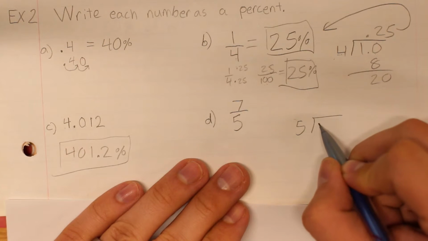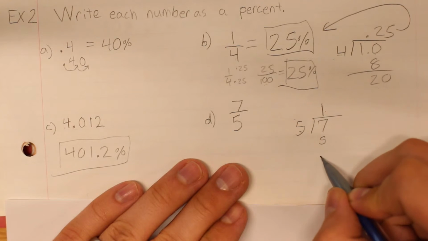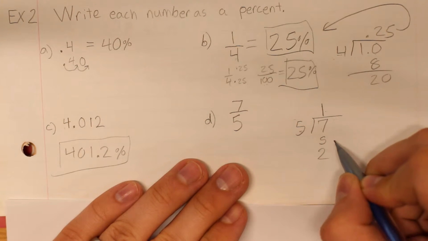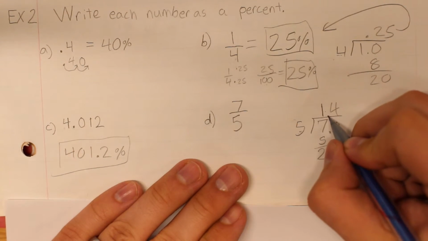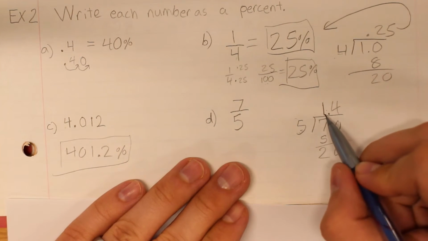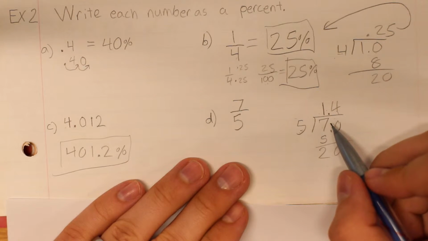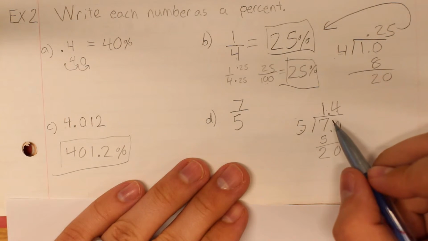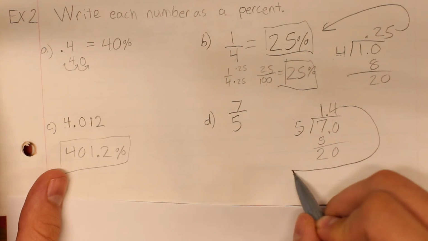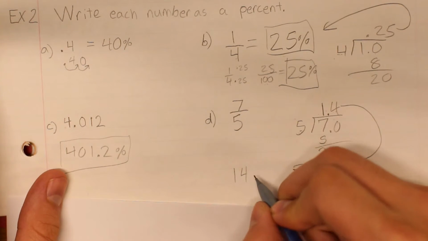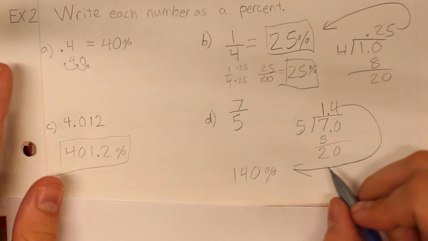So I'm going to say 5 goes into 7. 5 goes into 7 one time. Multiply back, you get 5. You subtract, you get 2. You bring down a 0. So you get 20. 5 goes into that 4 times. I'm going to put my decimal there, so I have 1.4 as a decimal. That's a decimal answer, that's not my percentage. If you convert that to a percentage, you would end up with 140%. So that's how you would handle that right there.